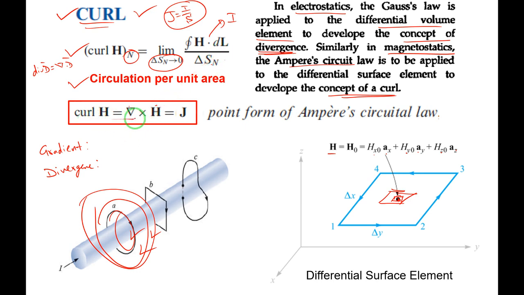Finally, we can write curl H is equal to del cross H, that is equal to J, because this is I by S, current passing through unit area. Curl H is equal to del cross H, that is equal to J. And this we call the point form of Ampere's circuital law, right?